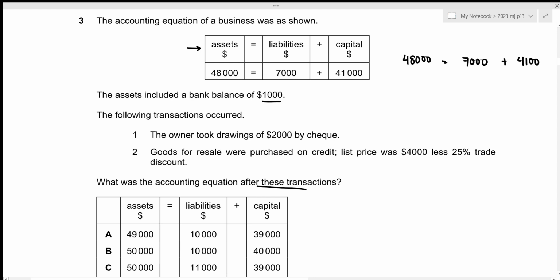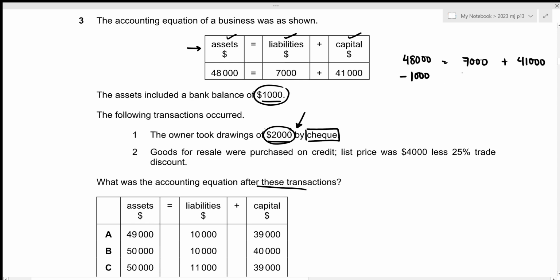And remember that all of our transactions will have a twofold effect. So it will have to affect two of these 3 items, or it can affect the same item but twice. The first one is that the owner took drawings of 2,000 by check. So this is drawing of cash, right? And this is of check, which means that we need to deduct 2,000 from our bank balance. But remember that our initial bank balance is of only 1,000. So from our asset itself, we can only subtract 1,000 because that is the balance in our bank. Then the remaining 1,000 drawn will be shown as our bank overdraft, which is a part of our liability.